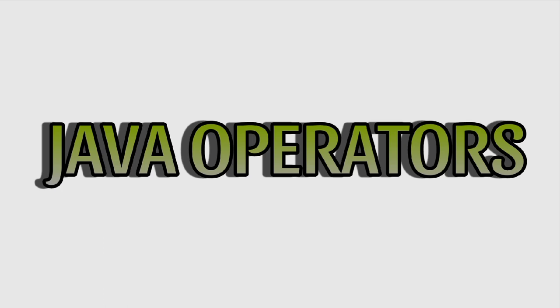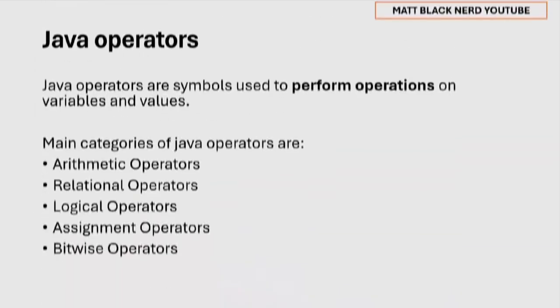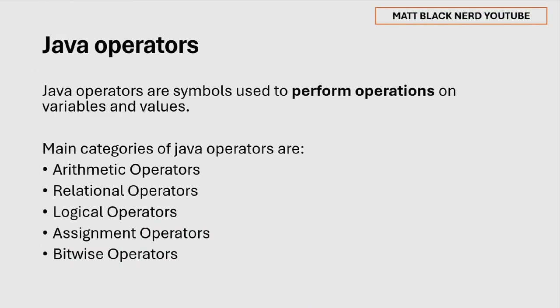In this video, we'll discuss Java operators. Java operators are symbols used to perform operations on variables and values. The main categories of Java operators are arithmetic operators, relational operators, logical operators, assignment operators, and bitwise operators.